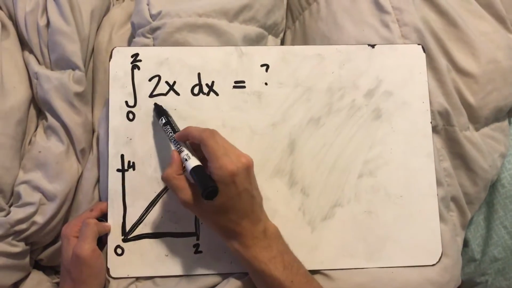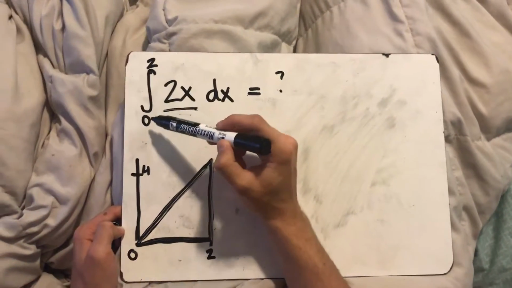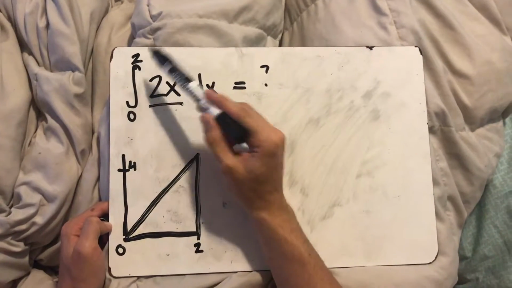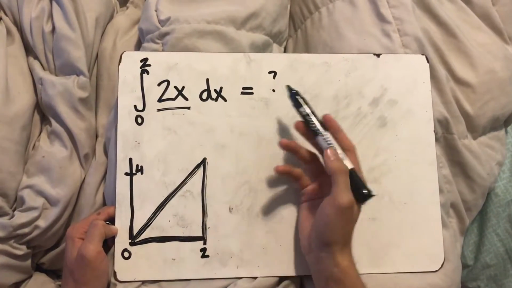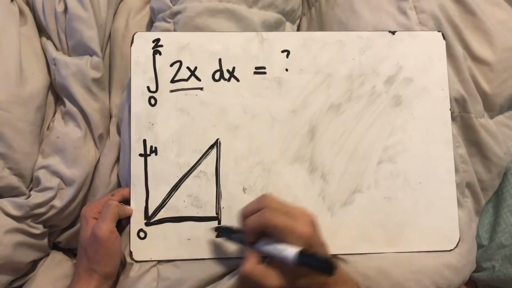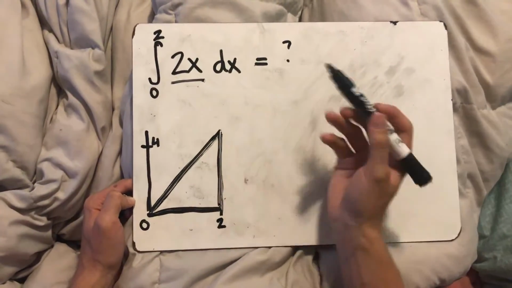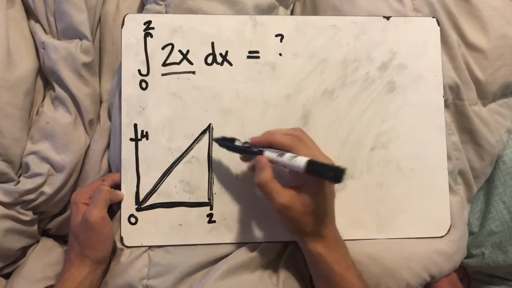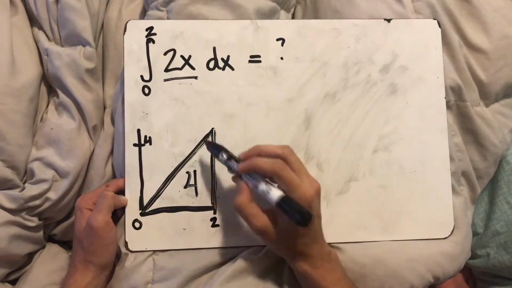Alright, and in this example we have our function here, and we want to evaluate it going from 0 to 2. Now we can check that over here on the graph using geometric patterns. So we know it's 2 across, 4 up. 2 times 4 equals 8, divided by 2 because it's a triangle, would equal 4, and that would be that area.